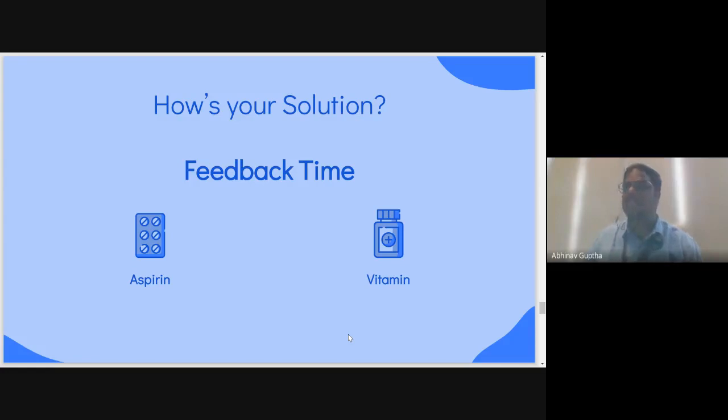Now, if you're designing something for Hari or you're designing something for Sai, go to them, say that this is a particular solution I've created. Is it an aspirin or a vitamin for you? Aspirin, this is an analogy, which our CEO also uses. Aspirin is something which will solve the problem which you have right now.